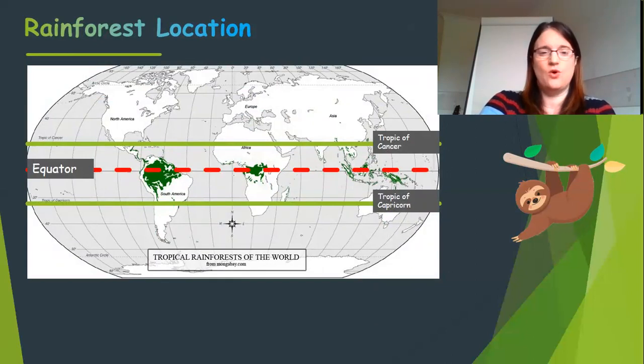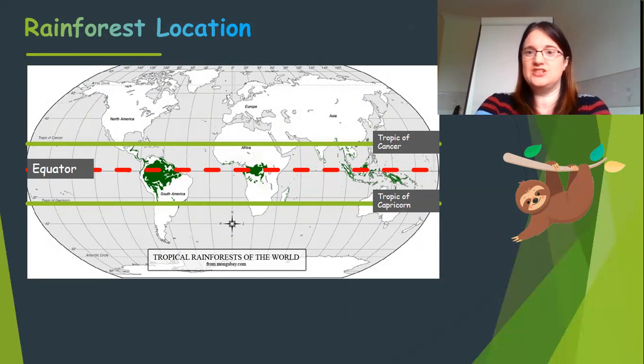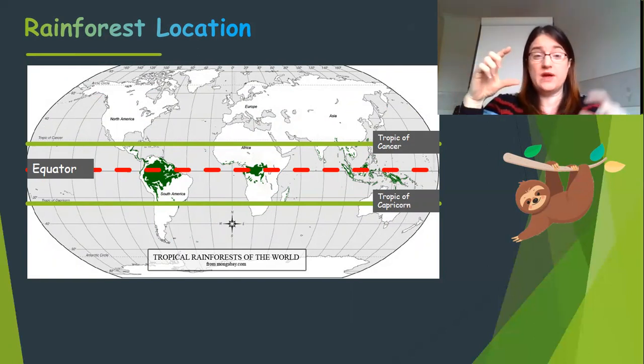But you can see they're located, all of the rainforests, no matter which continent they're in. So we've got some in South America, we've got some in Africa, we've got a small amount in Asia and in Australia, but they are all between those two tropics lines. So that's how we know where they're located. So they're very close to the equator where it's nice and hot.